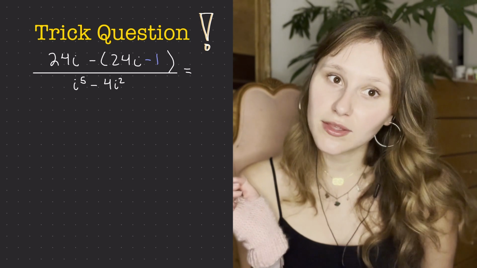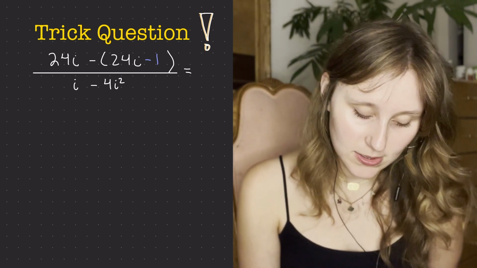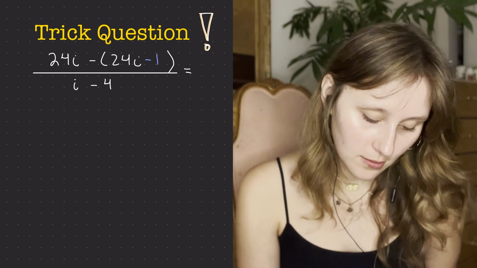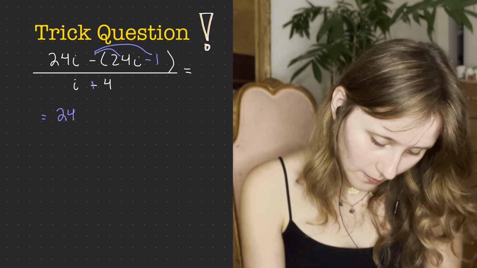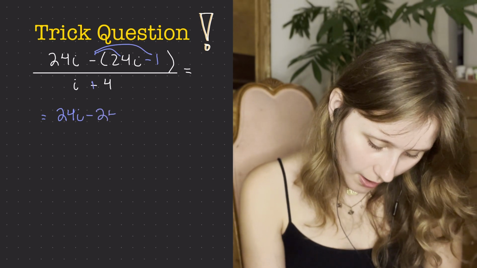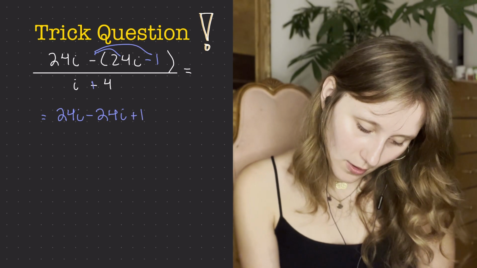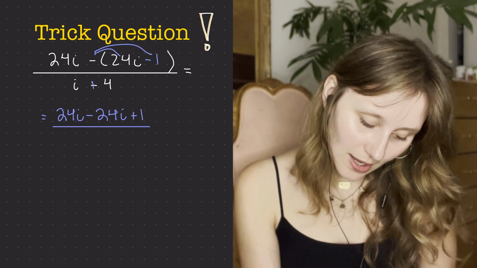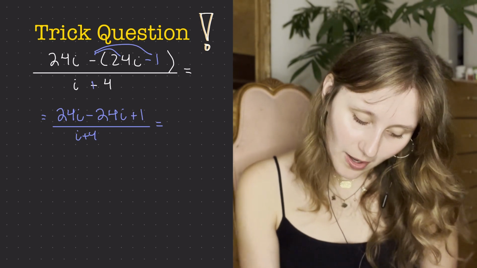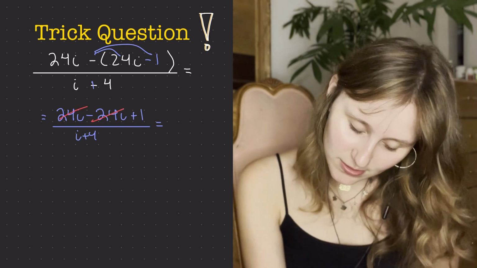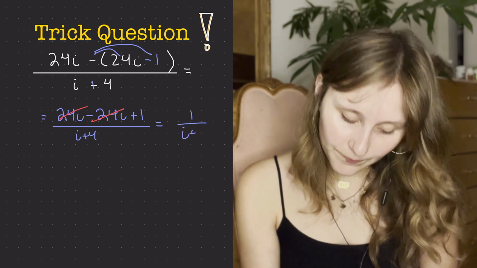i to the 5th is going to be the same as i. i squared is minus 1. So this is going to be plus. Okay? So 24i minus 24i. Distributing that negative, we get plus 1. And then on the bottom, we just get i plus 4. We see here that these 24i's will cancel each other out, of course. So then we get 1 over i plus 4.